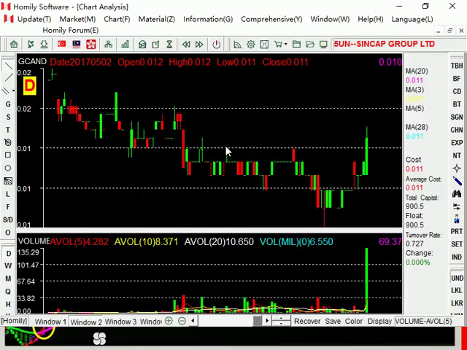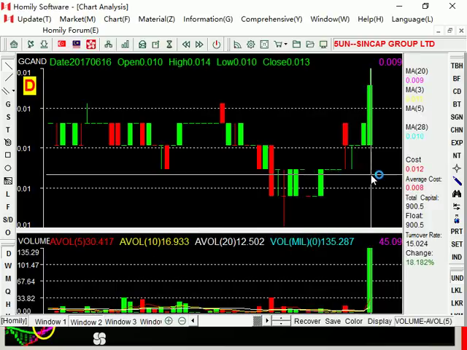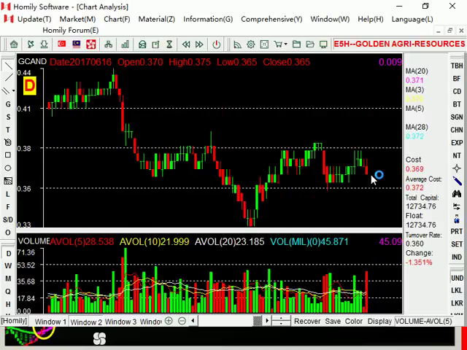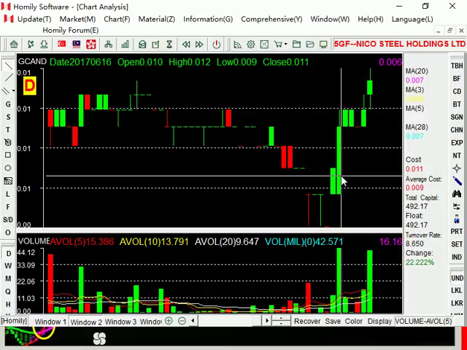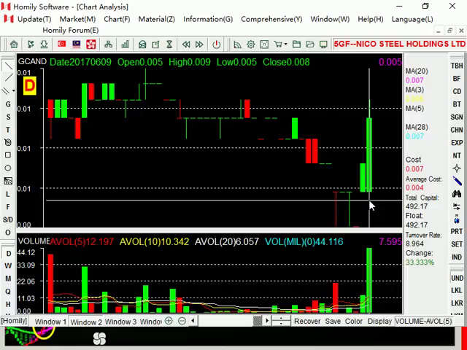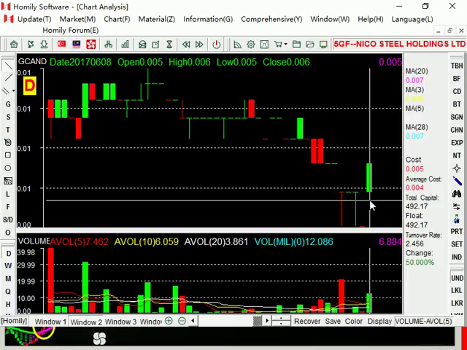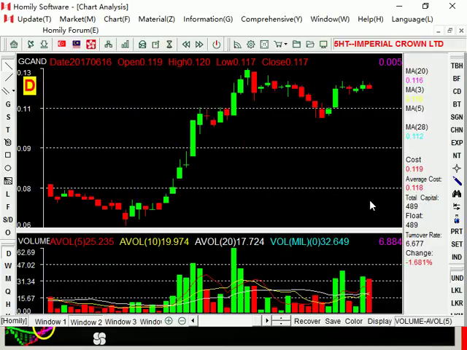So let's see this stock. We can see this one already above 80%, right? So wait and see. But let's see next one. But let's see this one. The change is already 50%. So this one give up. Okay, then this one we already taught.